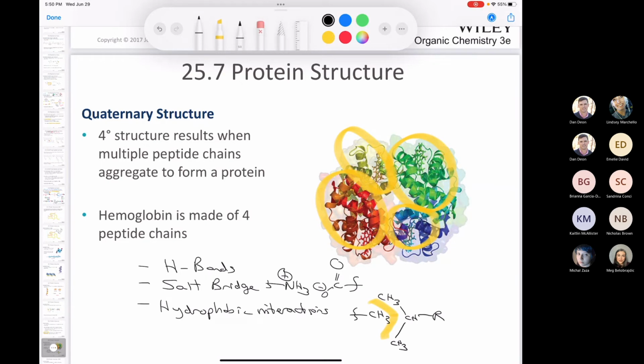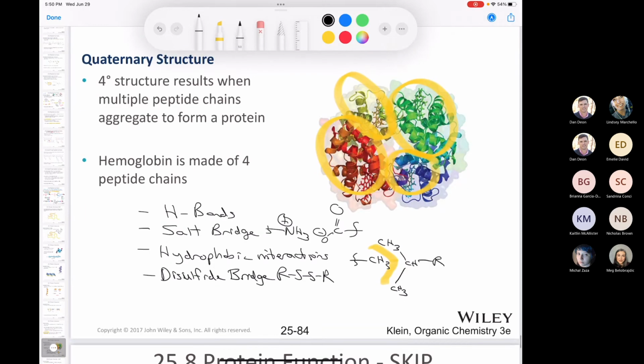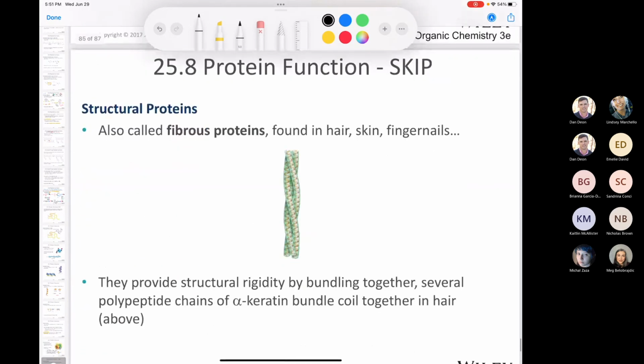And the other one that belongs in here would be a disulfide bridge. We looked at disulfide bridges today. A disulfide bridge is when you have that disulfide bond that's formed between two cysteine residues. As far as the protein function section goes, we're going to skip that as well.